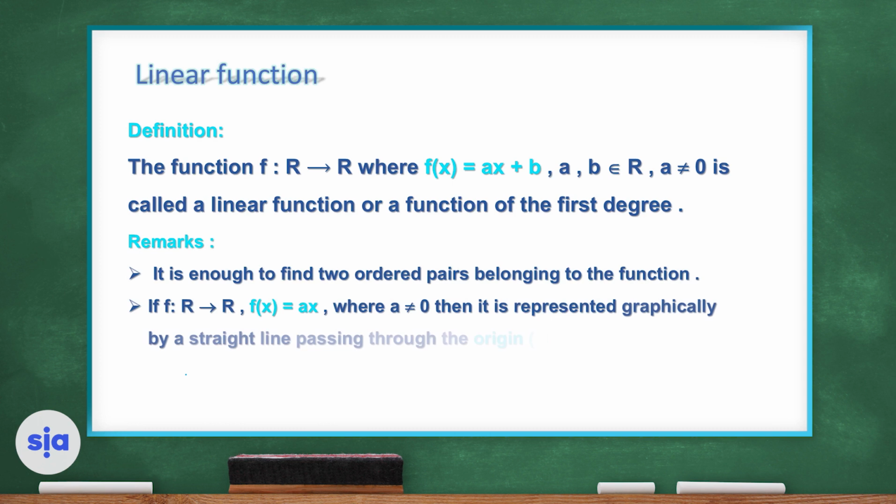Let's have some remarks. It's enough to find two ordered pairs belonging to that function. If f of x equals ax, where a is not equal to 0, then it's represented graphically by a straight line passing through the origin, which is point (0, 0).